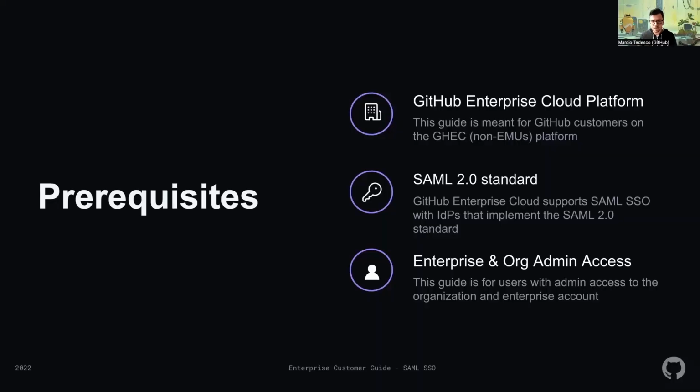The prerequisites for this guide are the GitHub Enterprise Cloud platform, so you must be on this one, with no enterprise managed users. We are also talking here about the SAML 2.0 standard, the one that's supported for integration with GitHub Enterprise Cloud. And you need enterprise and org admin access because we're covering both enterprise and organization administration accounts.